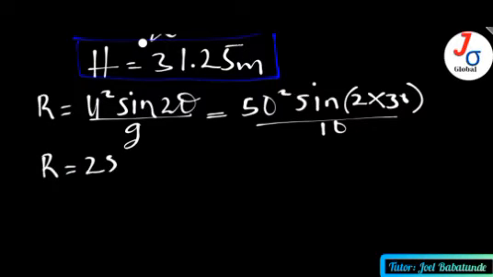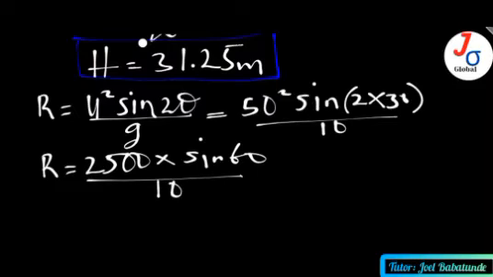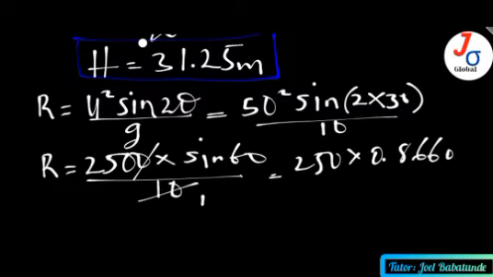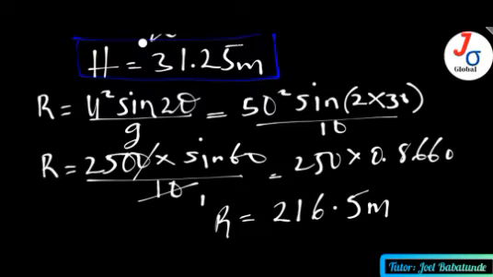You've seen that 50 squared is 2500, multiplied by sine 60, then divided by 10. So 2500 divided by 10 is 250. So I have 250 multiplied by sine 60. Sine 60 is 0.8660, and 250 times 0.8660 gives us about 216.5 meters. So that is the range.